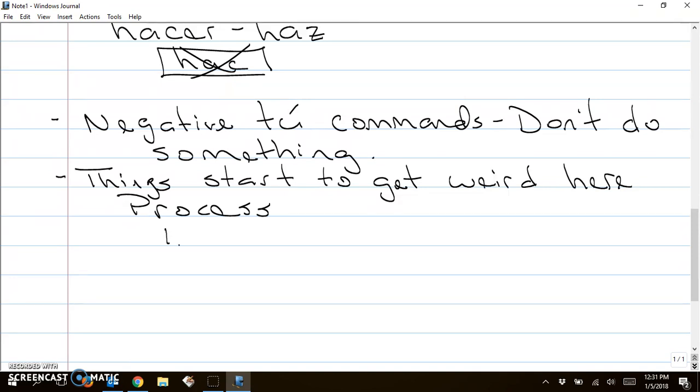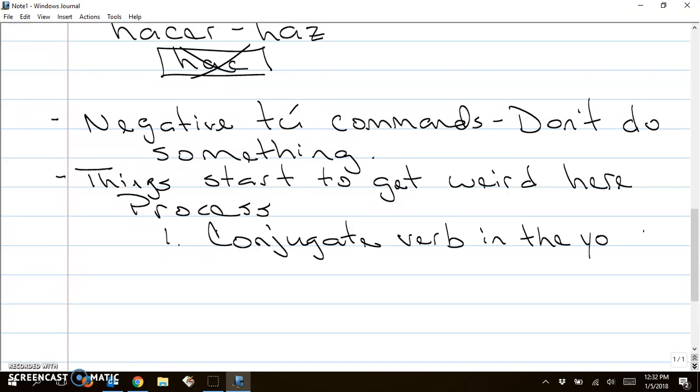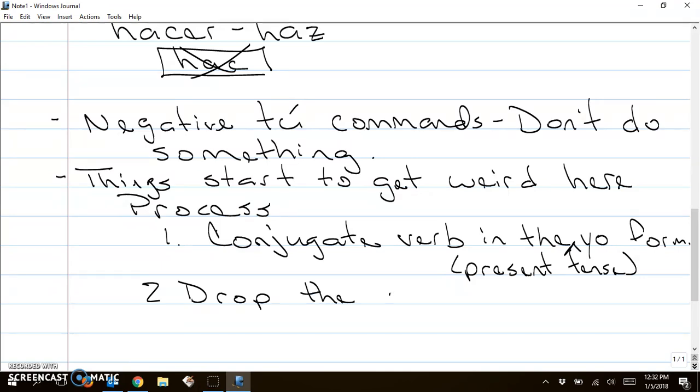Step 1, conjugate the verb in the yo form. And I should probably put present tense. So conjugate in the present tense yo form. Step 2, drop the O.